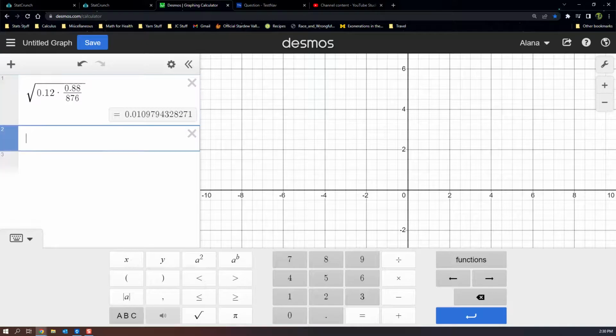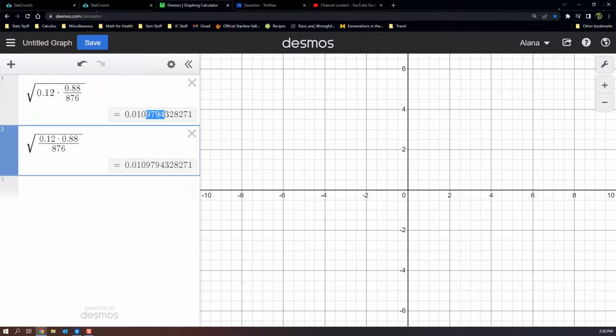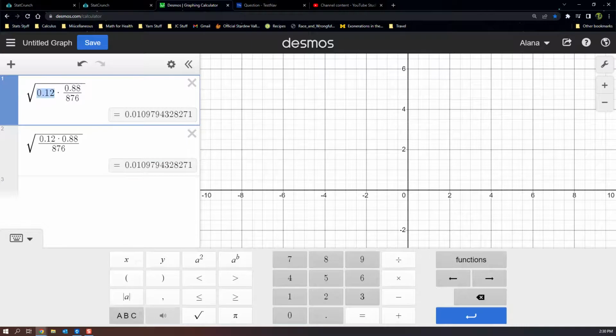Now I know what you're thinking. You're thinking, Alana, that doesn't look like what it looked like on the page. Actually, it's okay. If you want it to look like it does on the page, after you hit the square root, hit a fraction button, hit division. So what I did was I hit the division button and it created this fraction for me. And now I can type it like it looks on the page. But you'll notice it's the same answer, right? It's because I have to have the 0.12 and the 0.88 multiplied, and I have to have a division by 876. And both of those fit the bill.